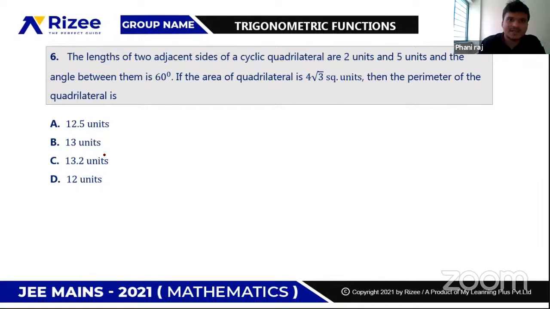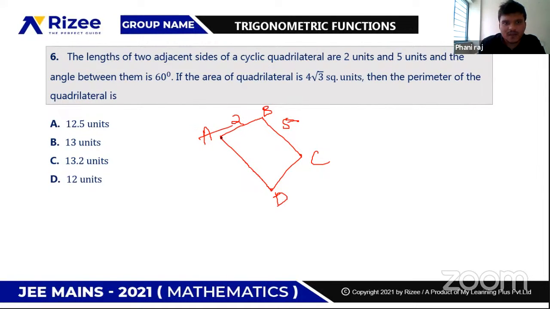Okay. Sixth one is length of two adjacent sides of a cyclic quadrilateral are 2 units and 5 units. See, you should always identify why he has given such information. So cyclic quadrilateral means what? Let's draw the figure. A, B, C, and D. Call this a cyclic quadrilateral ABCD. So this is 2, this is 5.